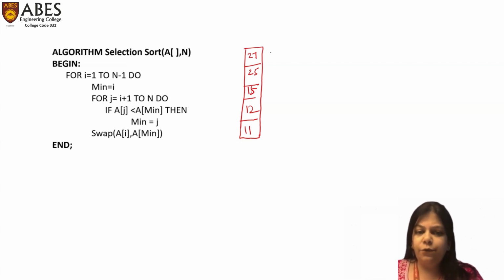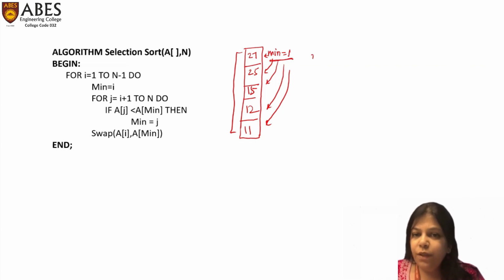Now in this case, for the first iteration, we know that the variable min will store 1, that is, it will point to the first index, and then it will be compared with all the elements of the array, right? With rest all the elements of the array. So if there are n elements in the array, then in the first iteration, this minimum will be compared with n minus 1 elements. I think it is clear to all of you.